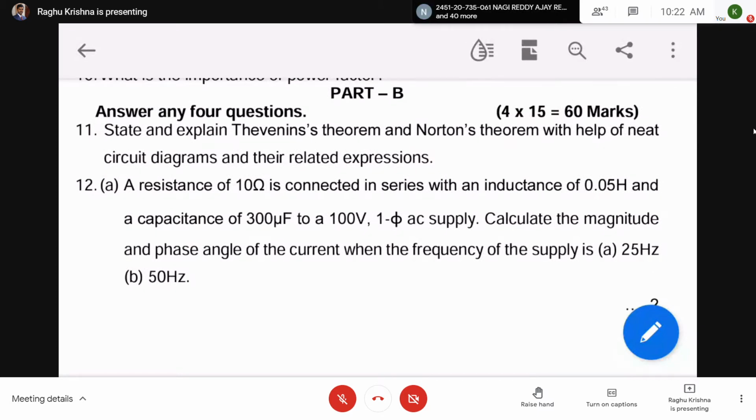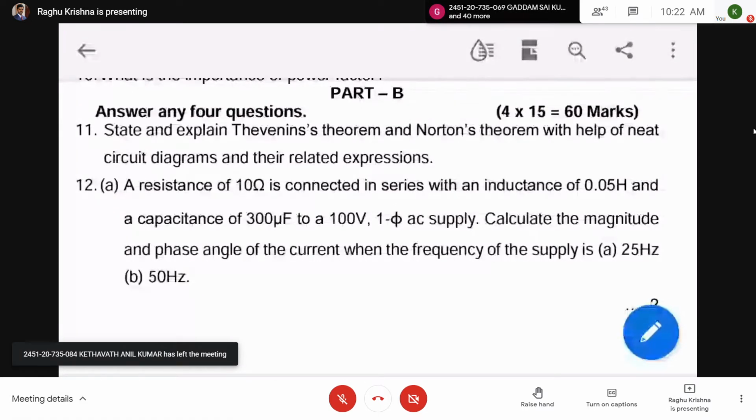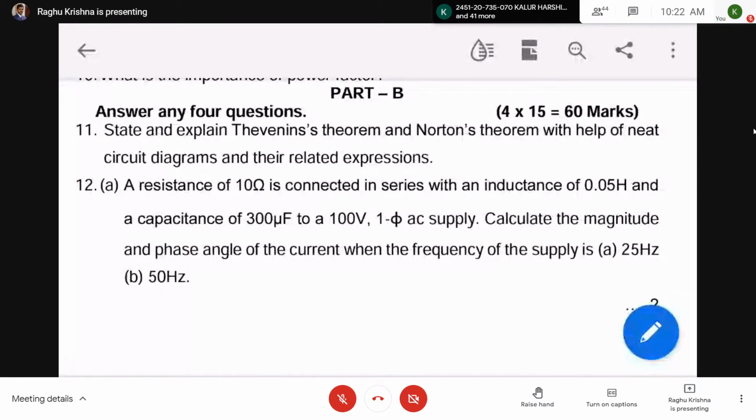Okay, next. See the 12th one. This is about an RLC circuit. A resistance of 10 ohm is connected in series with an inductance of 0.05 Henry and a capacitance of 300 microfarad to a 100 volts single phase AC supply. You have to calculate the magnitude and phase angle of the current when the supply frequency is 25 Hz and when it is 50 Hz. For that, what do you have to calculate first? Take supply frequency equal to 25 Hz. Then calculate XL. What is XL? Omega L, where omega equals 2 pi f.